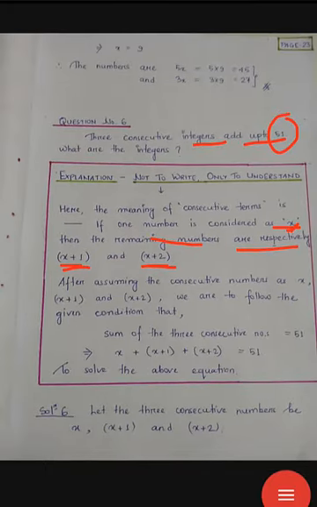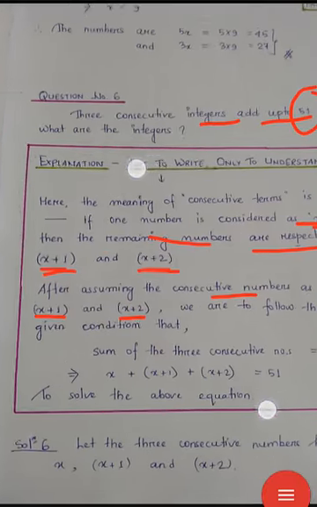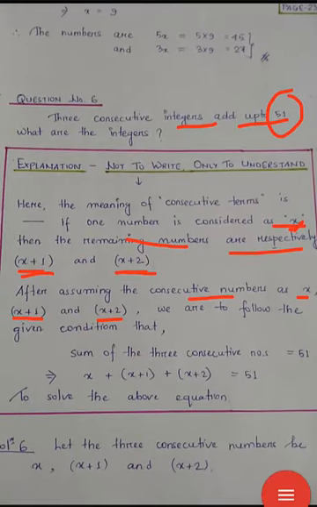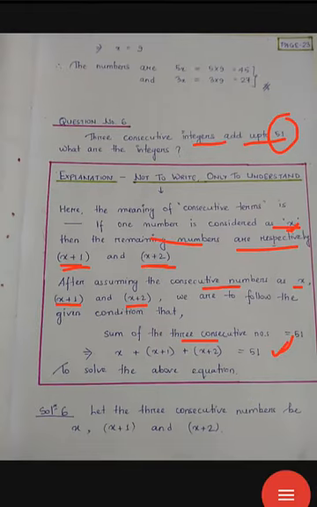After assuming the consecutive numbers as x, x plus 1 and x plus 2, we are to follow the given condition. There is only one given condition, that is what? Their sum should be 51. That means when we add up these numbers, the result should come as 51. Now we have to solve this equation.